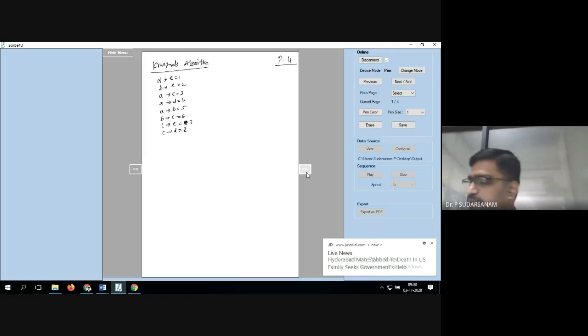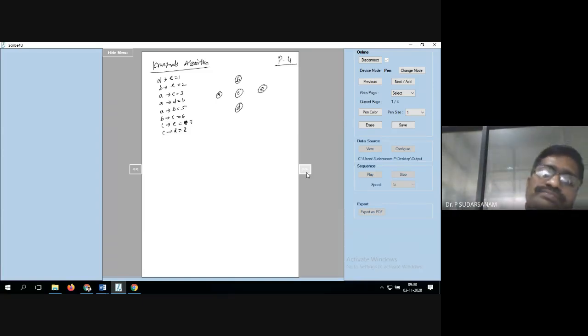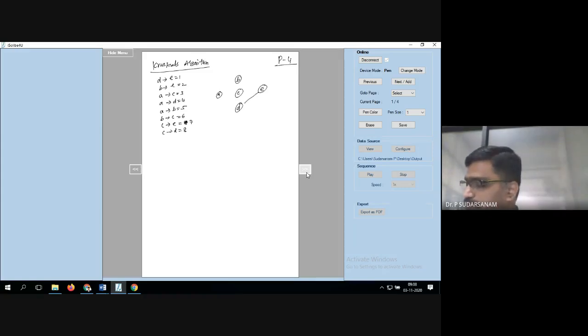Now you write the spanning tree for this: A, B, C, D, E. So now what will happen? Which is the minimum? The first one is D to E. So D to E, you draw it first. This is called 1.